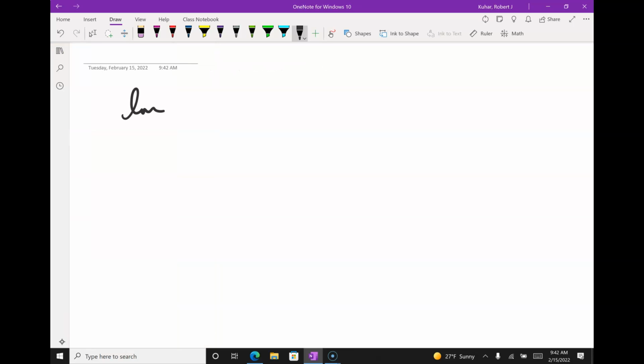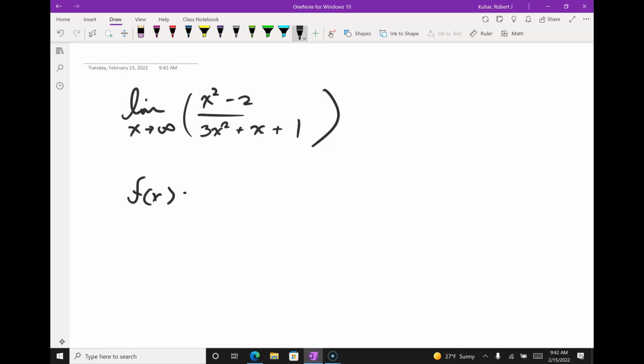So I want to look at something like the limit as x goes to infinity of x squared minus 2 over 3x squared plus x plus 1. Now, if you remember how we did this in pre-cal, we just looked at the mother function in each piece. So f of x is x squared minus 2 over 3x squared plus x plus 1. But I can really say in the long run that this behaves like x squared over 3x squared. Why? Because we all become our parents, right? Each of these functions starts to behave like the strongest piece of the function.